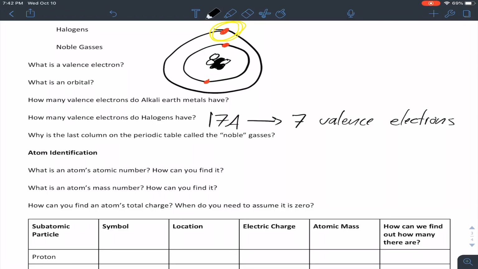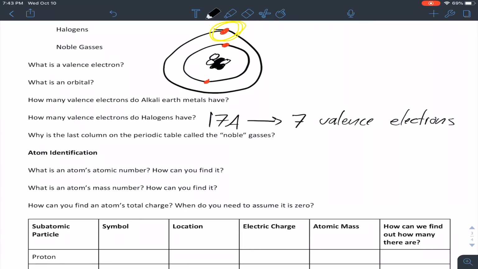Which brings us to why is the last column on the periodic table called noble gases? Well, it has to do with their valence electrons. These gases in group 18A, so the far right column, are all gases that have full outer shells. So they have a complete set of valence electrons. And because atoms react by sharing or stealing or donating electrons, well, if your outer shell is full, you don't want to do that, right?